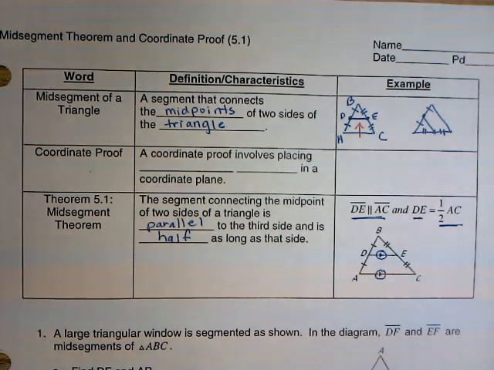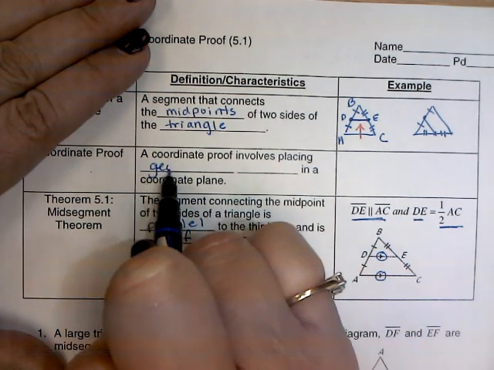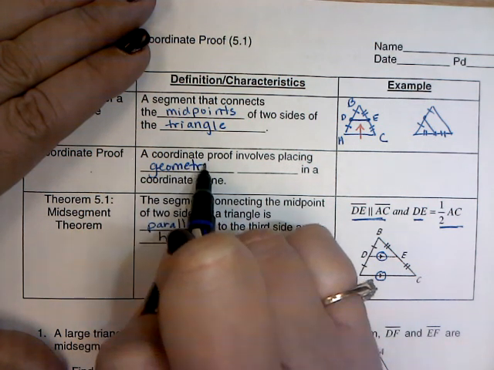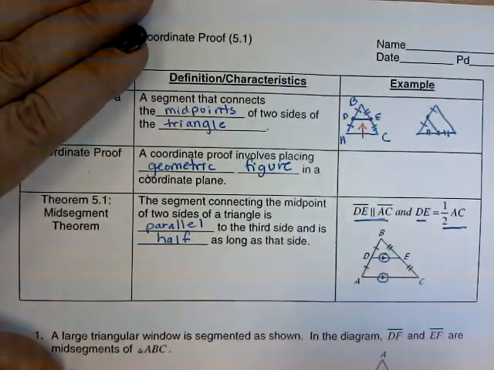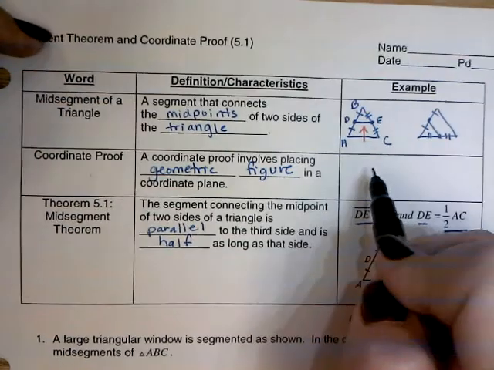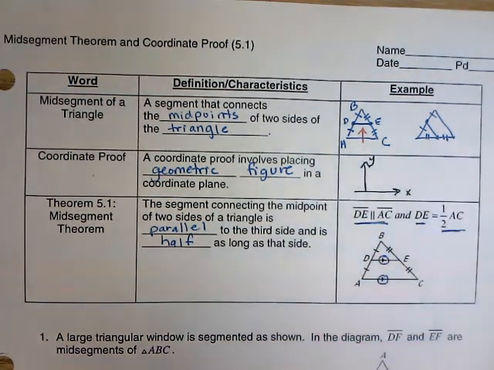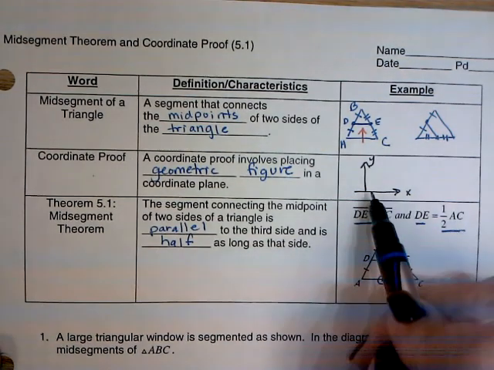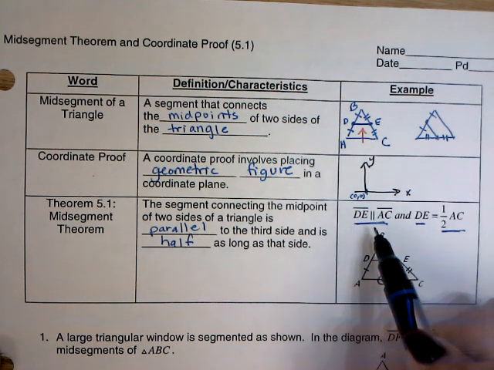So now, the coordinate proof. The coordinate proof just involves placing a geometric figure in a coordinate plane. When you're placing a figure in a coordinate plane, first, here's my X and here's my Y. You're going to want to place it so you have an easy reference point. What does that mean? Use the origin. I'm always going to want to use the origin as one of my reference places.